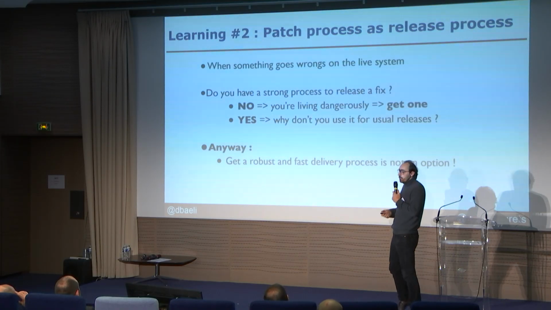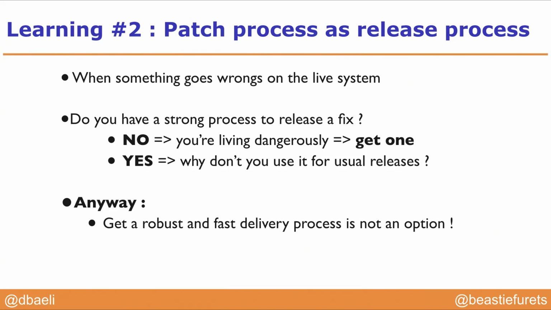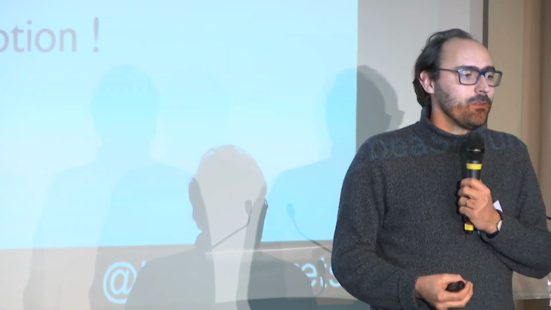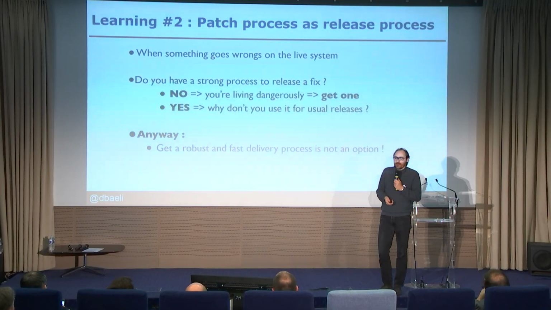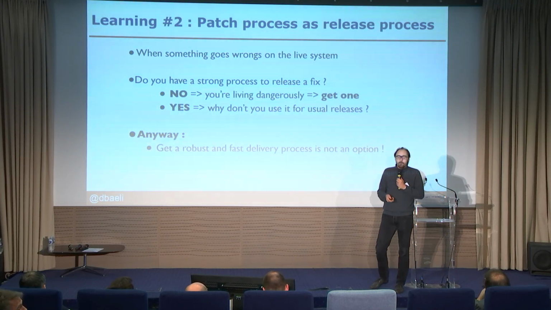The learning for me is what I said about the patch process. If something goes wrong in your system, you have to fix it. So I hope that you have a strong process to release your incident fixes. If you don't, you're crazy. Fix it and get a proper process. And if you have a proper process, why don't you use it? So you're blocked onto that. My question is, why don't you use that process as your main process?